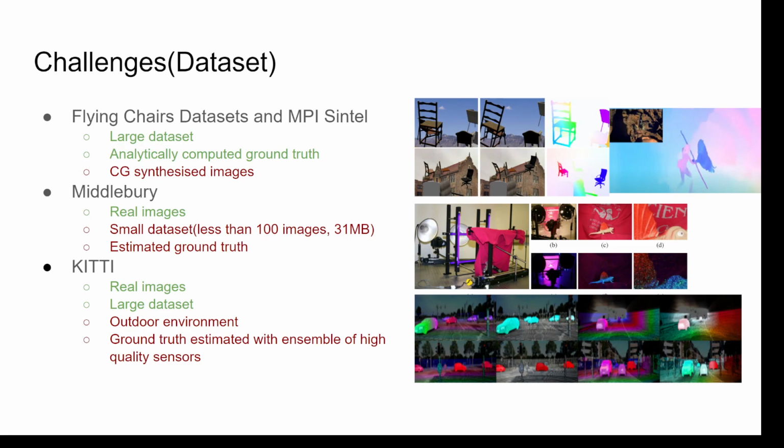And more recently, there is KITTI. Advantages of this dataset is that it has real images, large dataset, and outdoor environment. However, it's quite expensive to obtain the ground truth as well. They are estimated with ensemble of high quality sensors. So the problem is that can we really trust the ground truth? What if it is wrong by 1 or 2 pixels? Can we accept the result?